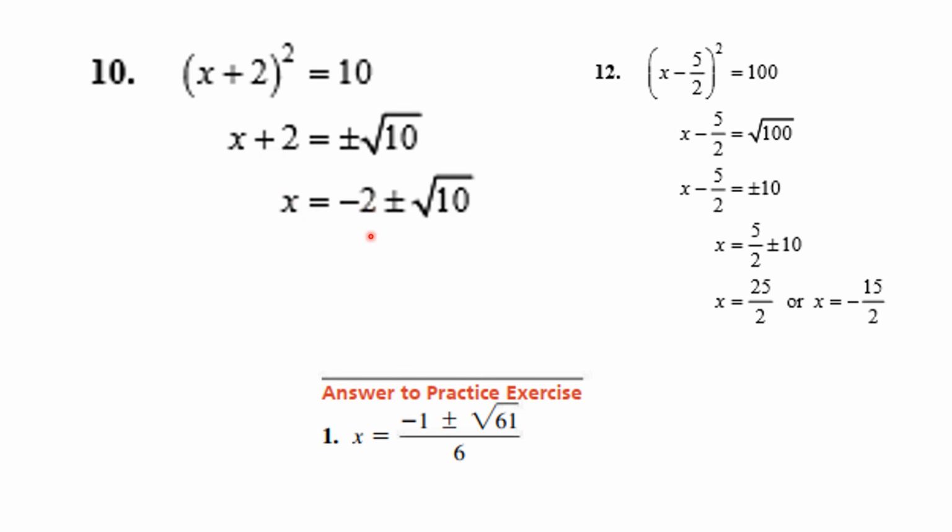So for number 10, you should have gotten minus 2 plus or minus the square root of 10. You can leave the answer that way if I ask for an exact answer. For number 12, use the square root property. We should have put a plus or minus here. That is a typo. But that is plus or minus 10. And then you solve, and you get, these are the two answers. And this is the answer you get using the quadratic formula. Again, we got 3 exact answers.